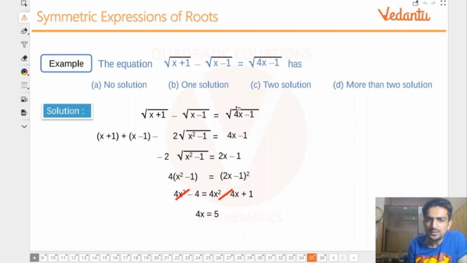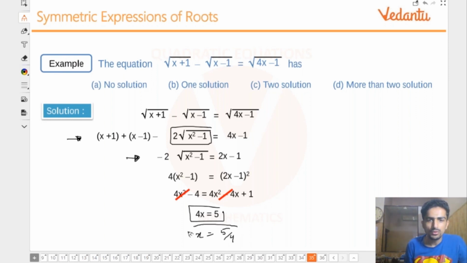This was the equation. To solve it, we have to square it. We squared it and we get this. Then keeping this on one side and everything else on the other side, we get this equation. We again squared because we still had one square root, and squaring it we get 4x equal to 5. That is x equal to 5 by 4.